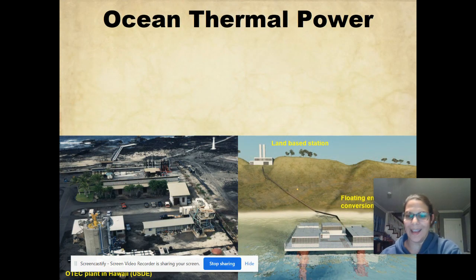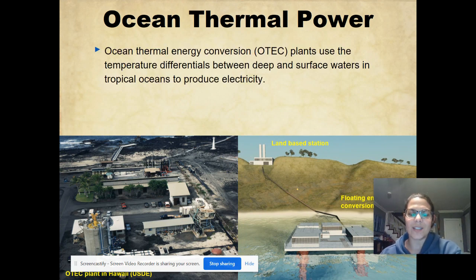Ocean thermal energy conversion. This is cool. And I'm going to be honest with you, I don't understand it 100%. It's one of those things where I want to learn more about this. But what it does is it uses the temperature differentials between deep waters and surface waters to produce electricity.